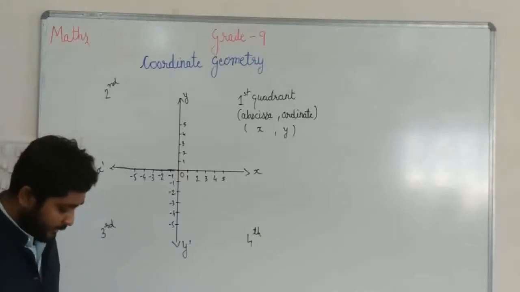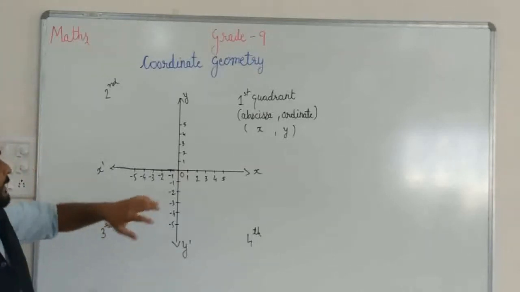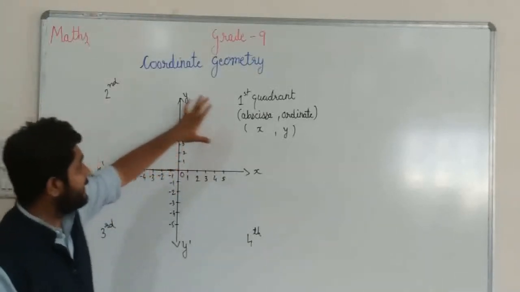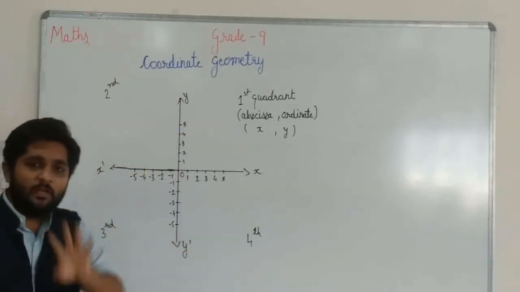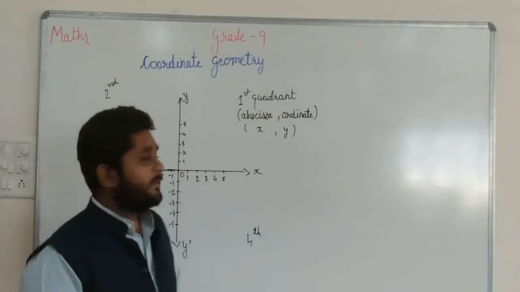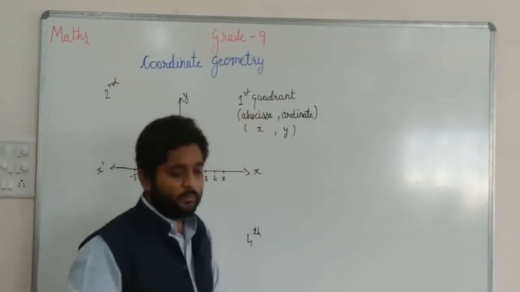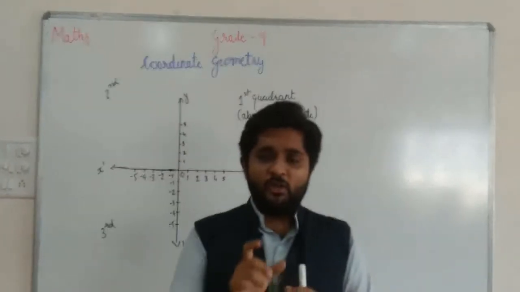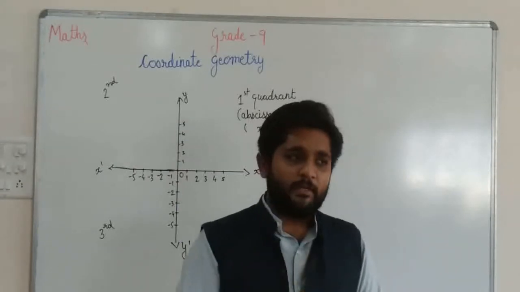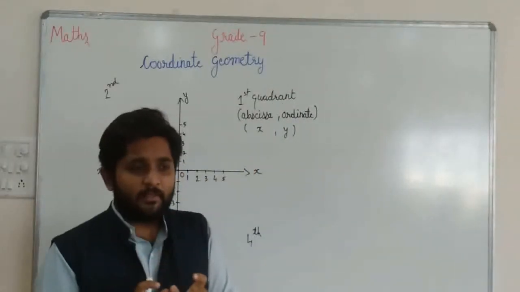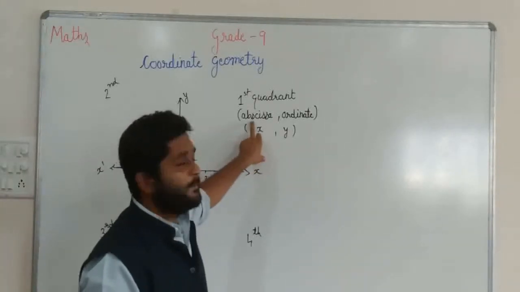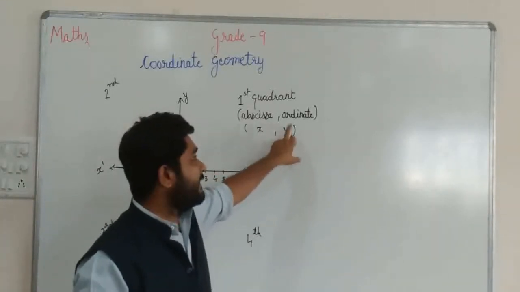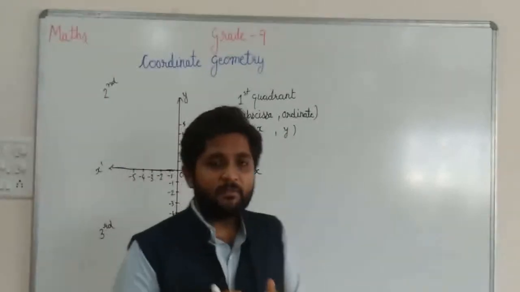So friends, there are total 4 quadrants. This is called the first quadrant, second quadrant, third quadrant and fourth quadrant. Total 4 quadrants are there. So if we want to find out the position of any object, how can we find it? For this, there are two parameters, the x parameter and the y parameter. The x parameter is called abscissa and the y parameter is called ordinate. So both parameters we have to find.